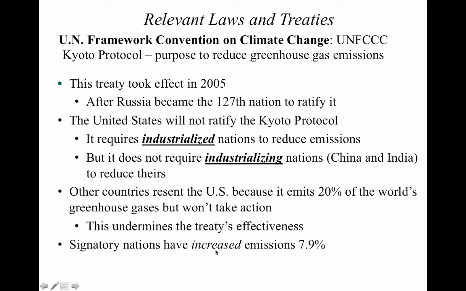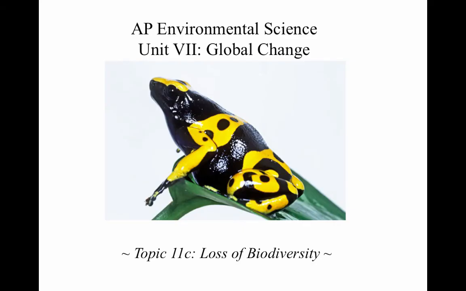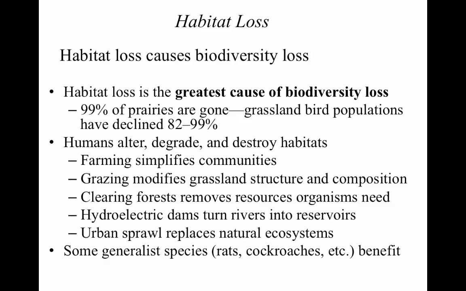The nations that have agreed have actually increased their emissions by almost 8%. So then you have to even question the effectiveness of it. So that's it for the greenhouse gases. The last part to this is the loss of biodiversity in terms of what's changing in the globe. The number one cause of the loss in biodiversity is the loss of habitat. So this is the greatest cause of biodiversity loss.